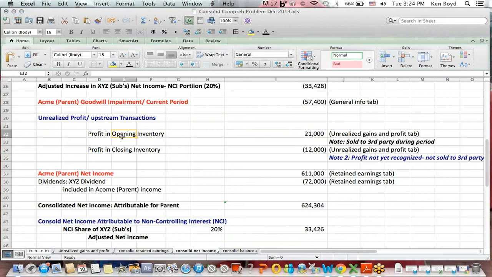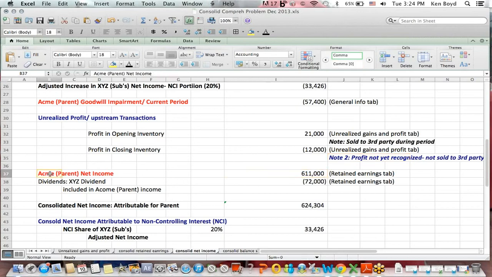Since that opening inventory is assumed to be sold to a third party, to the outside world, if you will, that profit is added in because we can count that as profit in consolidation, because now somebody outside the two companies has bought the merchandise and we can record that profit, and that's okay in a consolidation. Closing inventory, however, that unrealized gain of $12,000 is excluded because if the product is still in ending inventory, by definition, the profit hasn't been recognized. We haven't sold it to a third party in the outside world.